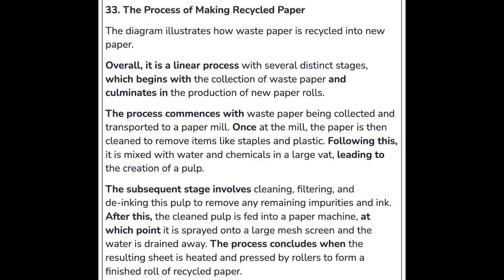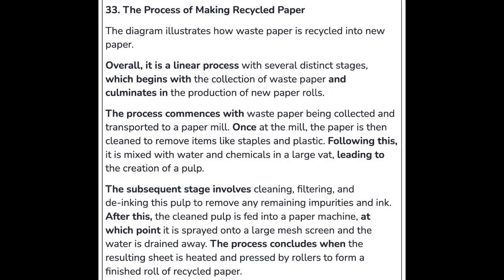The diagram illustrates how waste paper is recycled into new paper. Overall, it is a linear process with several distinct stages, which begins with the collection of waste paper and culminates in the production of new paper rolls. The process commences with waste paper being collected and transported to a paper mill. Once at the mill, the paper is then cleaned to remove items like staples and plastic.